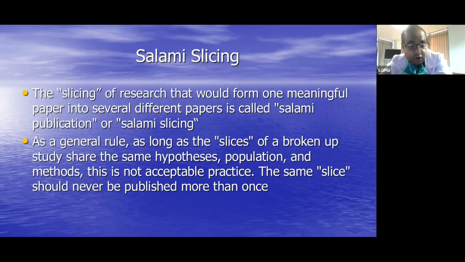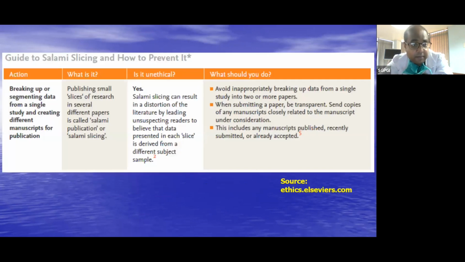So nowadays, it's also considered unethical by a lot of journals. Breaking up or segmenting data from a single study and creating different manuscripts is considered unethical, because it gives a false indication that these studies have been repeated many times, although it's still a single study, and it causes a duplication of results. And it also wastes the time of peer reviewers. So it's also an unethical practice in research publication.